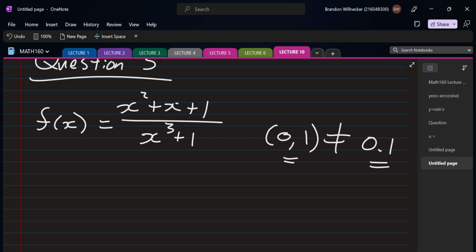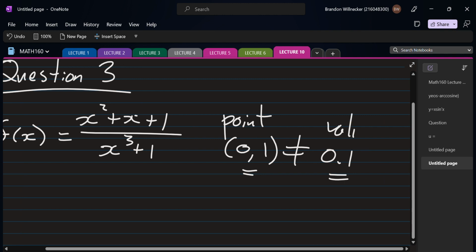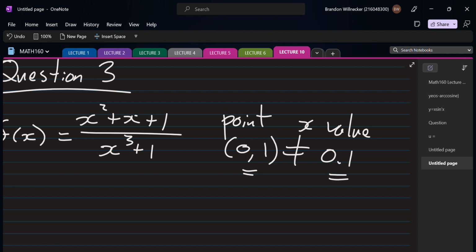So a point, a Cartesian point, like you've seen in analytical geometry and so on, bracket a, comma b, close bracket. That's an x, y value pair. 0.1, that's the decimal form of 1 over 10. Please don't mix that up. So again, the question said point 0.1, that is an x value. So I'll say if it's a value or if it's a point.